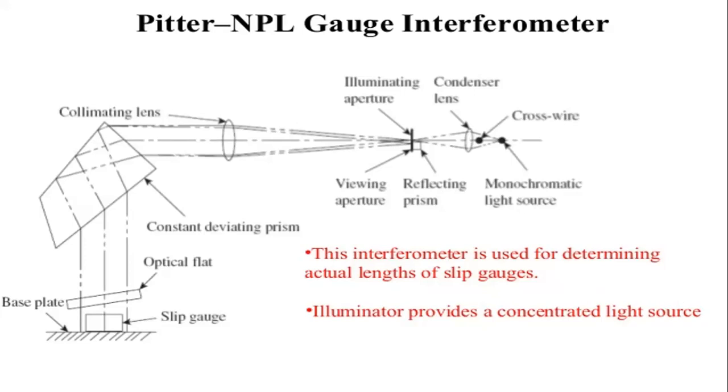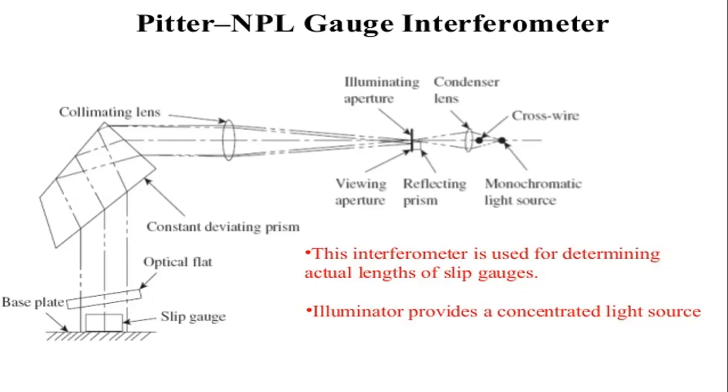So generally slip gauges are flat and parallel, and the measurement is engraved on the topmost surface of a slip gauge face. So one of the faces, that is a shining face of the slip gauge, and this illuminator provides a concentrated light source. So we also use illumination of a concentrated light source.